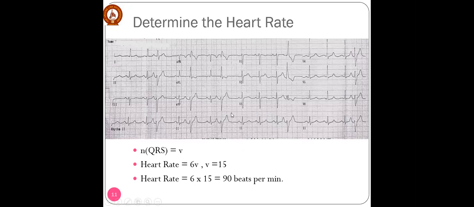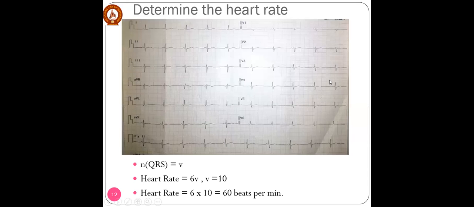Now, the same thing happens with this one. Determine the heart rate. So you look at it. So normal, abnormal Q waves there. So we count all. 1, 2, 3, 4, 5, 6, 7, 8, 9, 10, 11, 12, 13, 14, 15. So it's 6 times 15, 90 beats per minute.